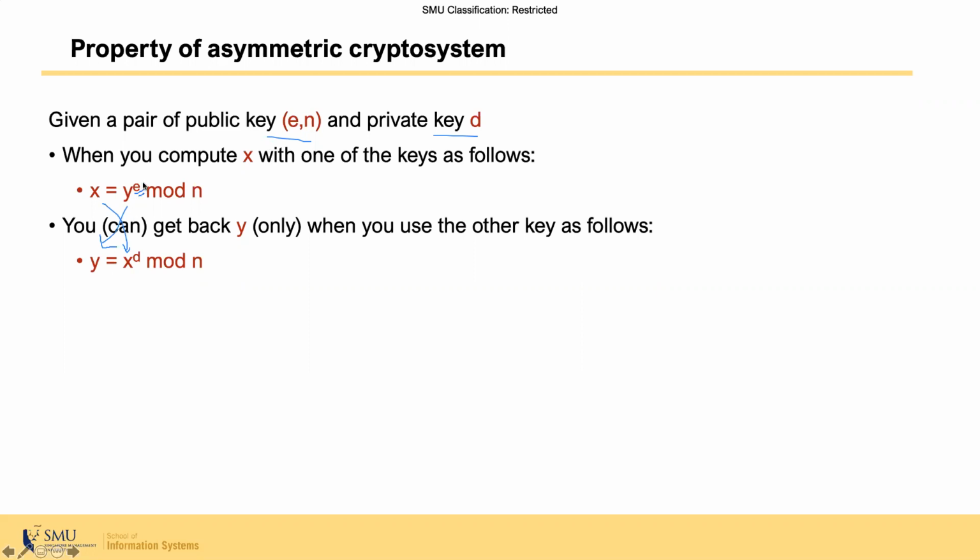Asymmetric in the sense that if you have used one of the keys to compute something over something, then you can get back that something by using the other key that you didn't use. And you may recall that the first process is called asymmetric encryption, which we discussed in the confidentiality lecture. And the second formula is in fact the decryption process, right?